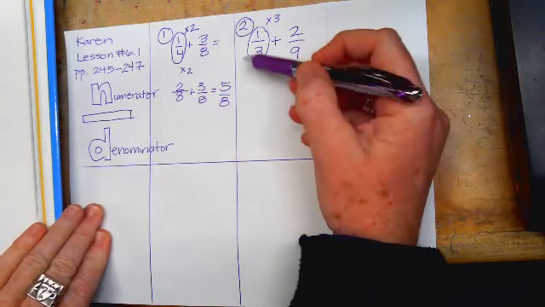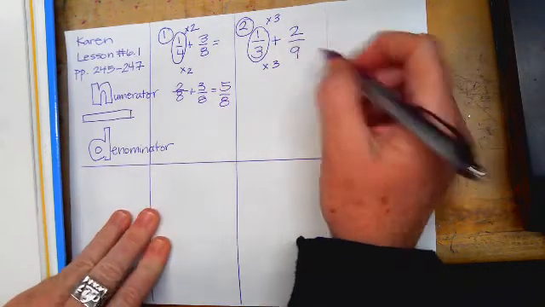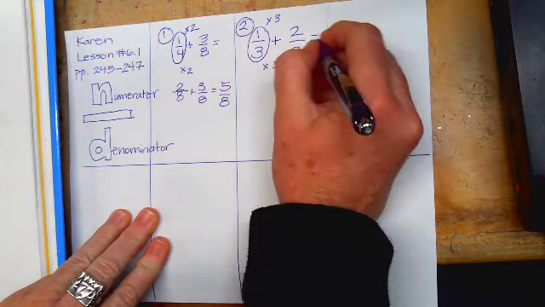If I multiply the denominator by 3, then I have to multiply the numerator by 3.